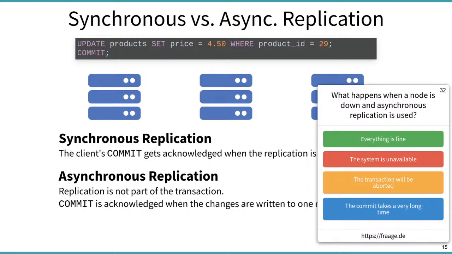Or over time. Okay, I give you the solution here. Everything is fine, because the update is sent, the transaction is committed, the data is written here, and then the client sees everything is fine. That the data is not yet replicated to that node, because this node here is down, is not the problem of the user. So when it wakes up again, then the replication has to be finished here. But the system stays available, the transaction will not be aborted, and it will not take a long time, because the replication is not part of the transaction itself.